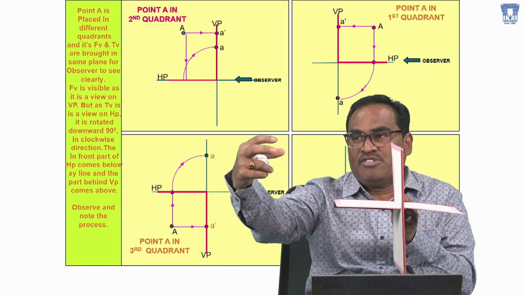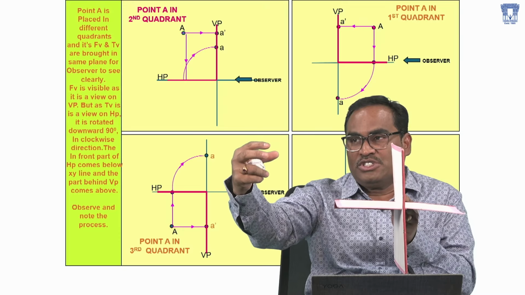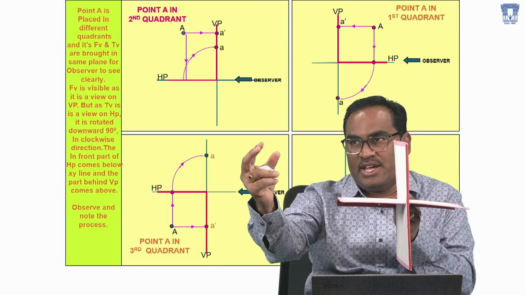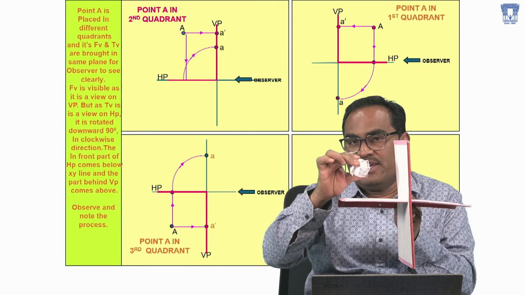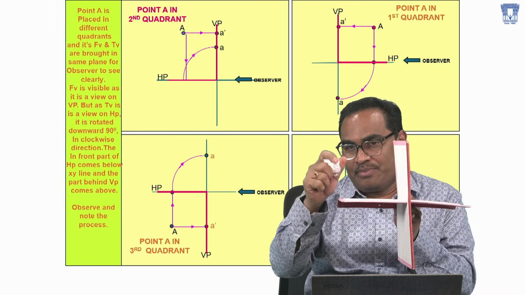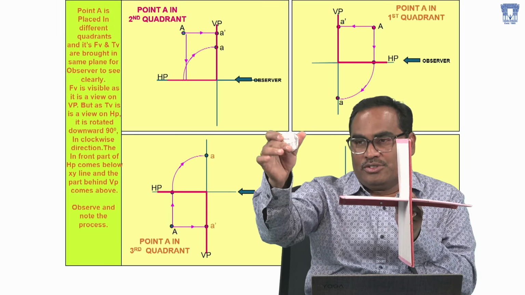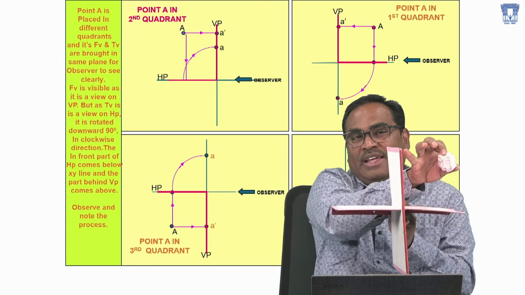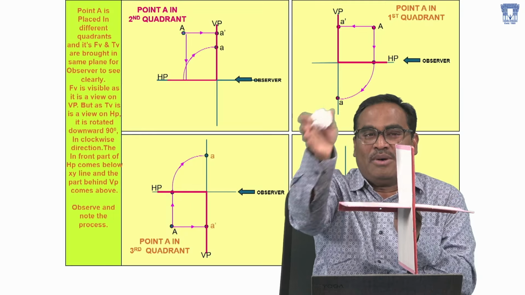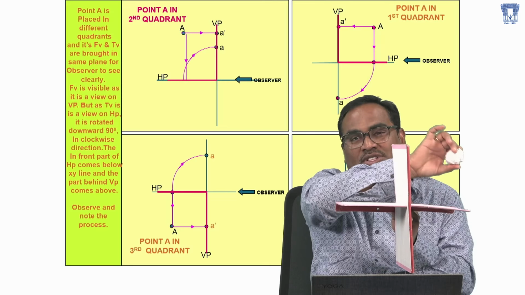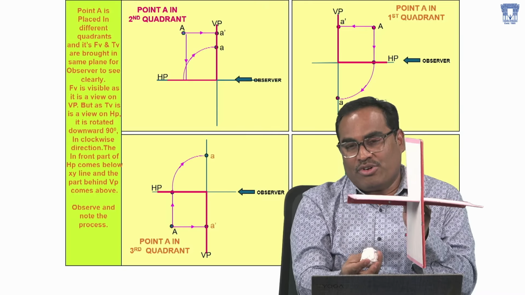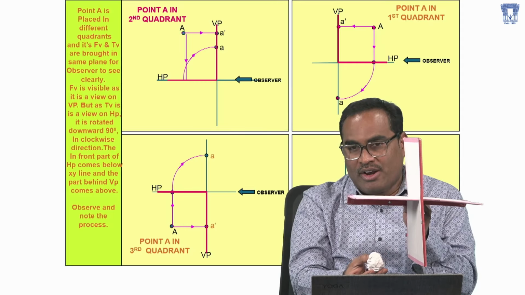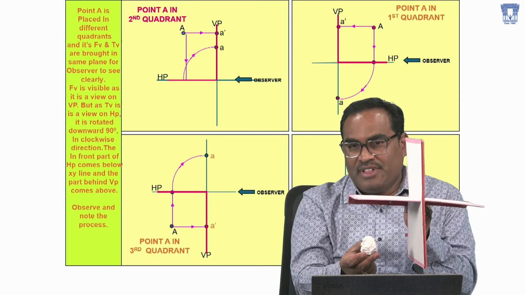Why do we say behind? Because the observer is here in the first quadrant, and the observer position does not change. These are transparent planes. When the observer is here and the point is in the first quadrant, the point is in front of the VP. The same observer is here only. If I keep a point here, then with respect to the vertical plane it is behind; to the observer this point is behind VP. Coming to the fourth quadrant, the observer is here only, and the point is below the horizontal plane and in front of the VP.